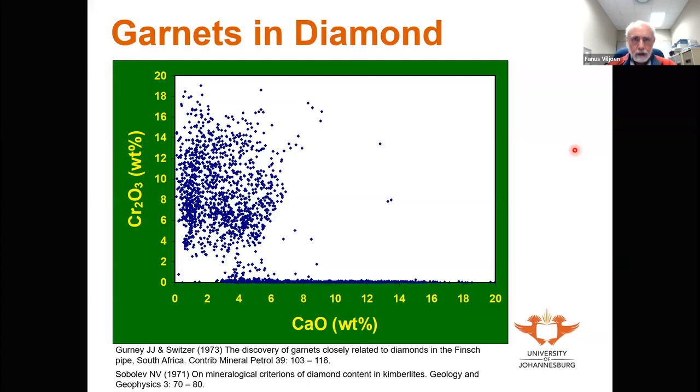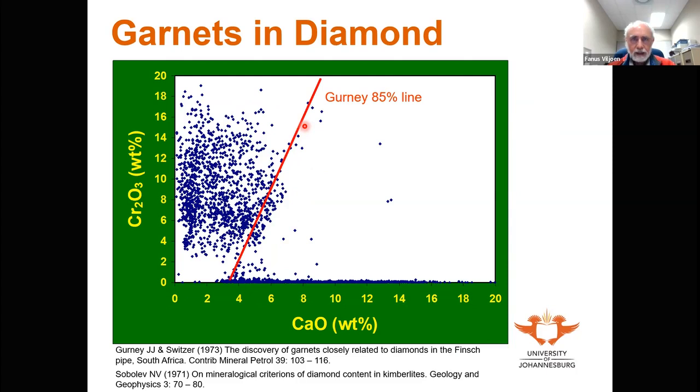If we look at that classification in more detail by interrogating the chemistry of garnets occurring as inclusions in diamonds, in terms of their chrome content as well as their calcium content, you can see that we essentially have two fields on this diagram, one of which represents peridotitic garnets occurring as inclusions in diamonds. And the vast majority of those peridotitic garnets plot to the left of what is known as the Gurney line.